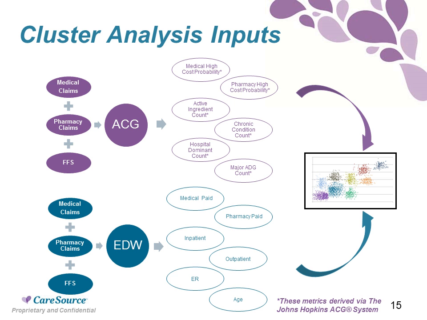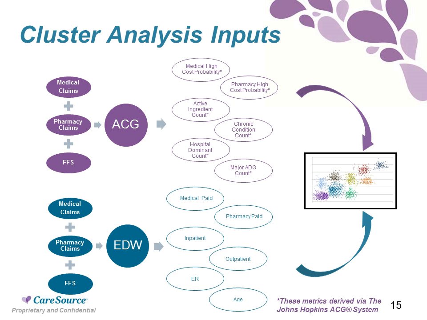So the medical high cost probability is actually a predictor of future high cost that's coming out of the ACG system based on past claims data, and it's not really so much the cost as much as it is driven by the actual diagnostic experience of the member. The problem is the high cost probability is going to be the same thing. It's going to be based on the previous claims data of the member.